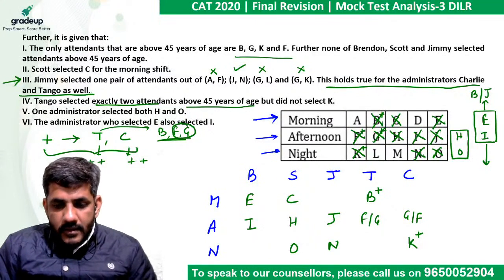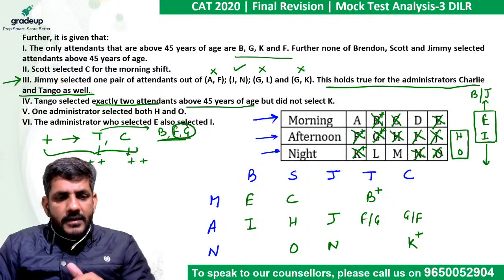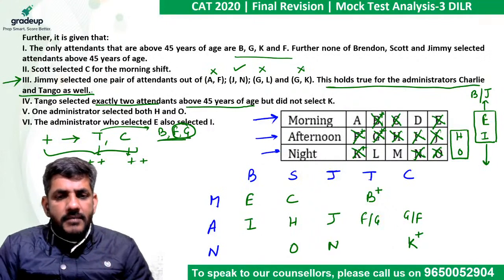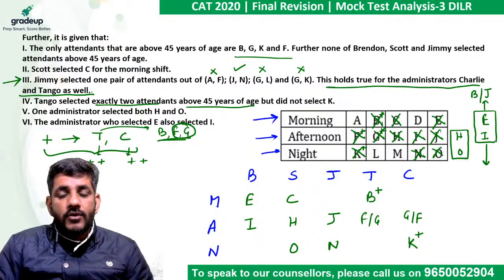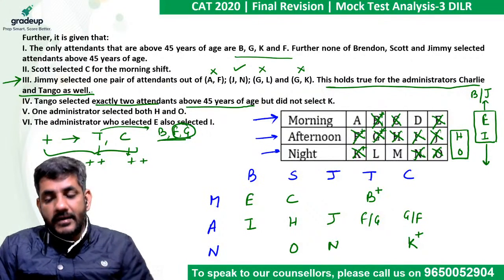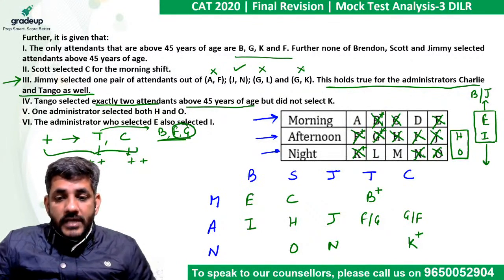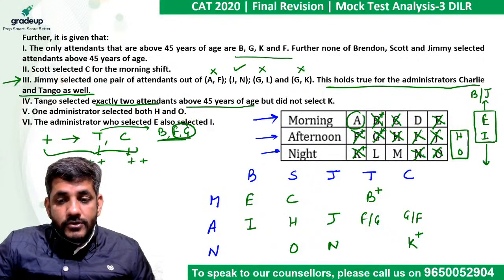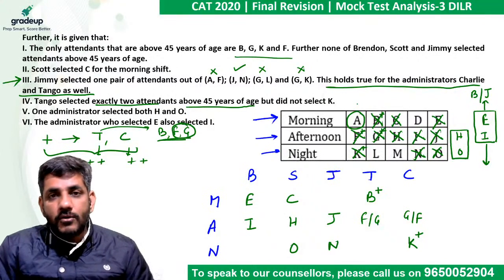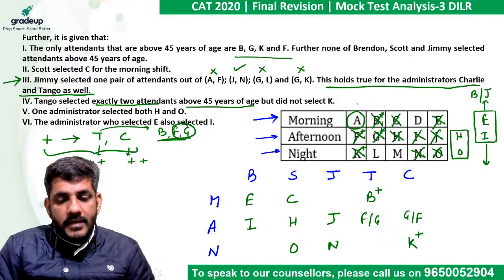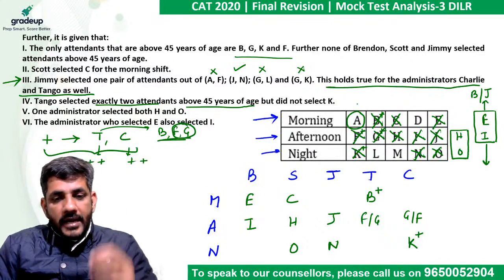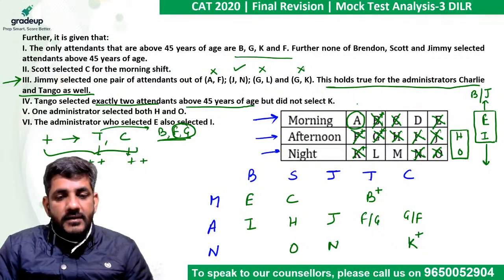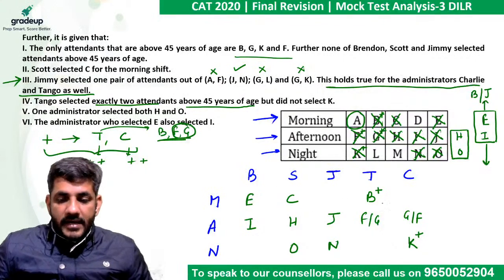Now, Charlie and Tango, can any one of them have a pair of AF? If anyone can have a pair of AF, that can only be Charlie, right? Because A is to be selected in the morning slot, whereas in the morning slot Tango is already having B with you, right? So अगर AF आ सकता है तो सिर्फ Charlie के साथ, and if Charlie has AF there, then in that case Tango can have GL.